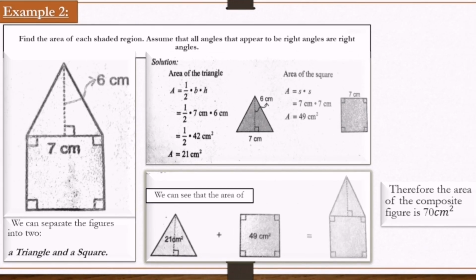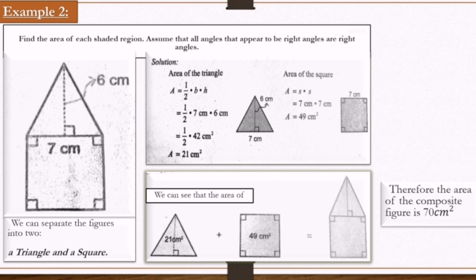Example number 2. Find the area of each shaded region. Assume that all angles that appear to be right angles are right angles. Now, as you can see, we have this composite figure, which is a combination of a triangle and a square. Now, let's find the area of a triangle first. Now, for the area of a triangle, the formula should be area is equal to 1/2 times base times height.